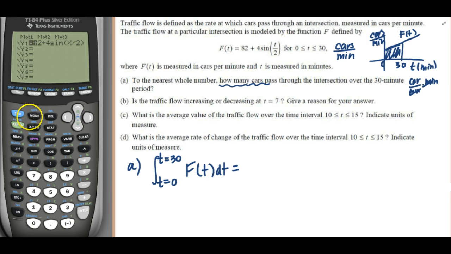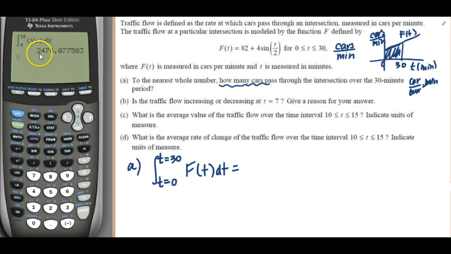So let's go back to the home screen. So second quit. And now we're evaluating this integral here. So we're going to go ahead and go to math, and we go to math 9. And our lower limit of integration is 0. Our upper limit of integration is 30. And to avoid entering that function over and over again, we stored it as y1. So we're going to go to vars, go right 1 to y vars. We can hit 1 or enter for function, and then enter again for y1. And then we'll fill in the variable in our differential as an x. And then we can go ahead and hit enter.